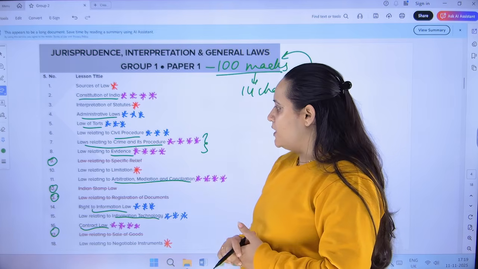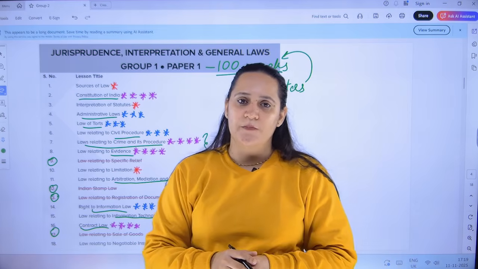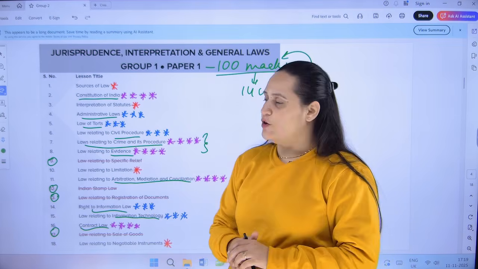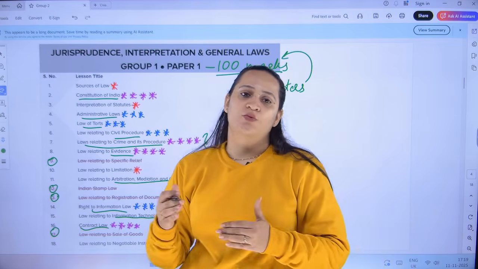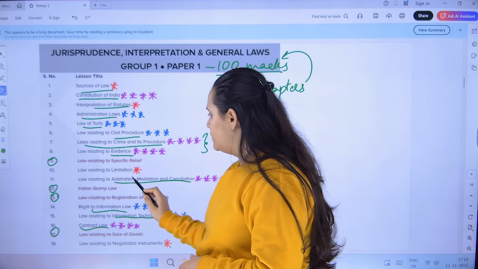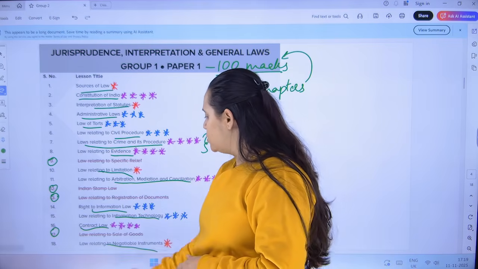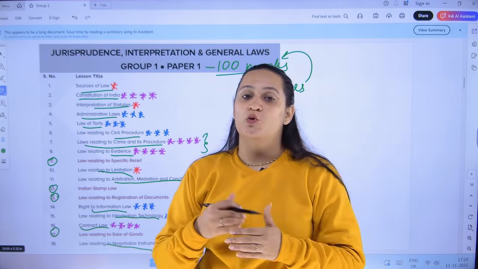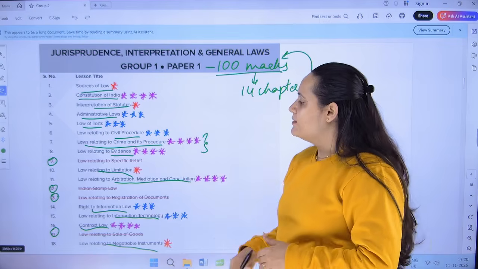Even administrative law is easy. Slightly complicated is civil procedure, but these come in the second important category of chapters. Last, what you can keep for your preparations is sources of law, interpretation of statutes, limitation, and the negotiable instruments provisions. So these are the 4 chapters that you can keep towards the end after completing the chapters that I have provided.